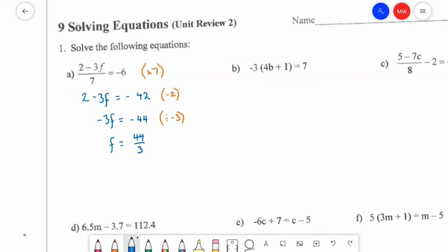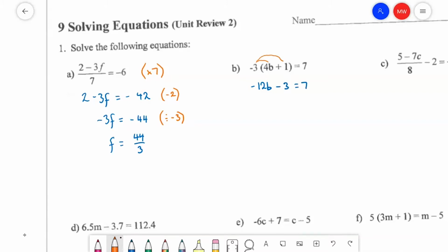1b, what we need to do here is expand before we simplify. So remember, to expand, we're doing this number times this number times this. So it will be minus 3 times 4b makes minus 12b's. Minus 3 times 1 makes minus 3.